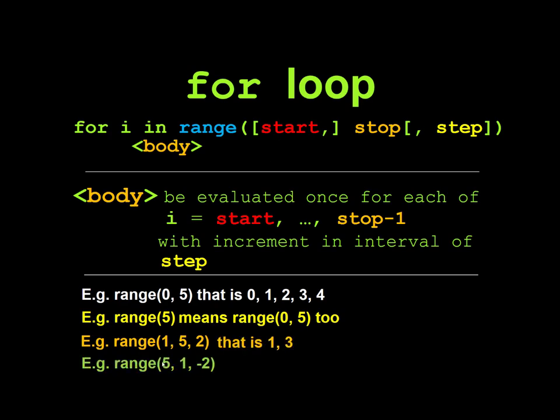Next, the start is 5, stop is 1, step is minus 2. So you start from 5, you end before 1, and you decrement by 2. So you have 5, decrement by 2 gives 3. 3 decrement by 2 is 1, but you have to stop before 1. So you only have 5, 3.